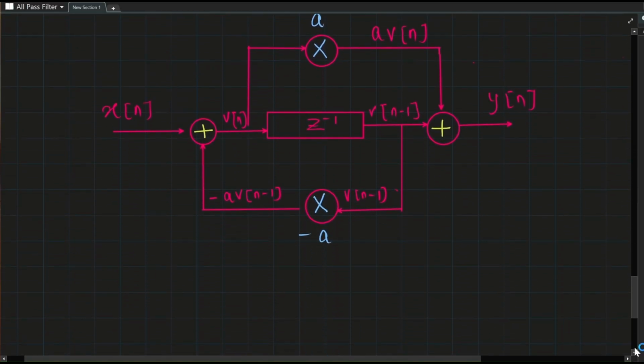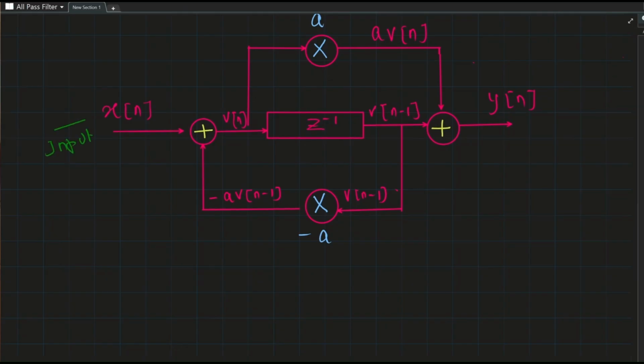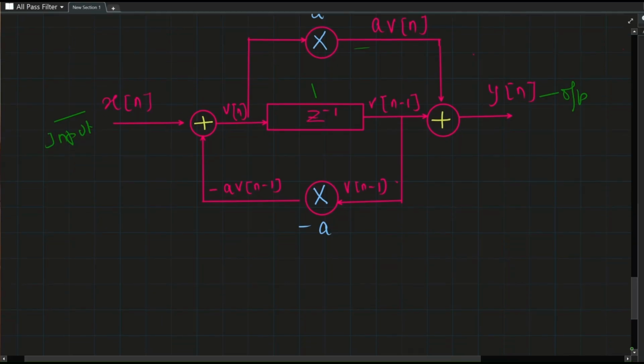So let me first define what is happening here. This is the input in the time domain x[n], and this is the output. This is the delay line here, and we have a multiplier which is multiplying the signal in this chain by minus a, and we have another multiplier here which is multiplying the signal with a in this particular chain, and then we have a couple of adders here. So let's analyze what's happening here. Let's say that the signal at this point is v[n]. After passing through the delay line, it will be delayed by one sample, so it will be the delayed version v[n minus 1], and we take this signal and multiply it by minus a.